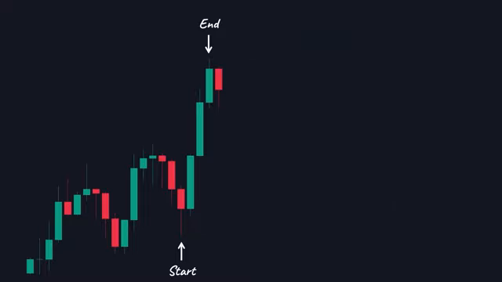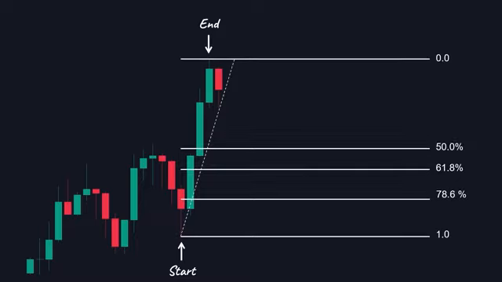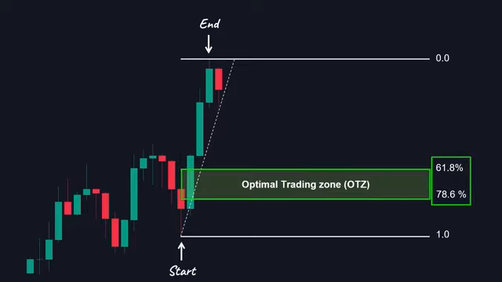This is where Fibonacci retracement levels come into play. We always apply this tool from the start of the impulsive wave to the end because it helps us identify the correction range. If you apply this tool, you'll notice that several levels appear on the side. All of these important levels can act as support and may reject the price when it reaches them. However, there are 2 specific retracement levels that create ICT's optimal trading zone, OTZ. The 61.8% and the 78.6% levels.